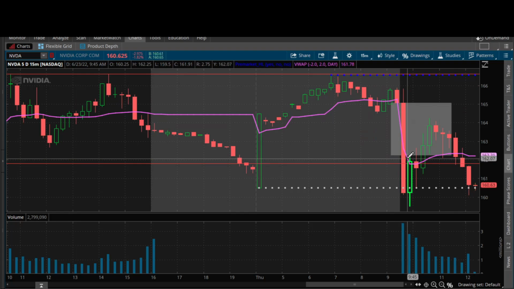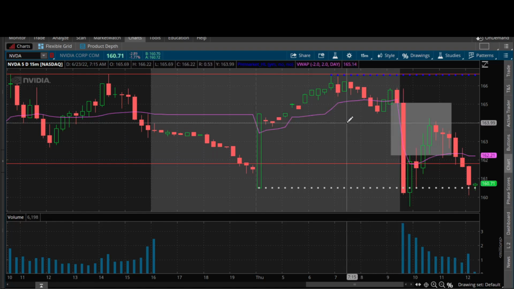Now we can begin hunting. We can begin hunting for puts or short setups if you're trading shares. So this is kind of outside of the smart money concepts part of it, but what made me pull the trigger on this?